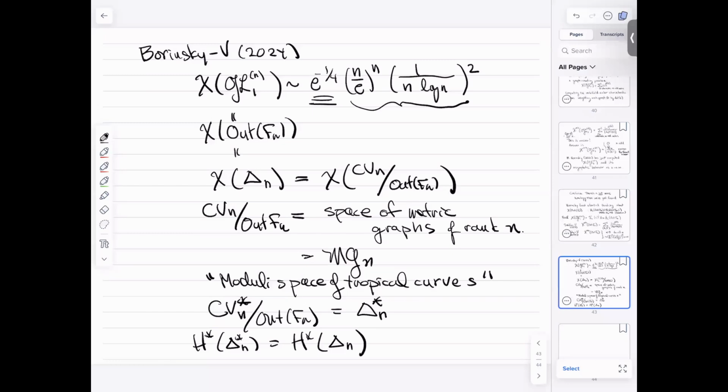Vogtmann's proof that these wheel graphs are non-trivial in homology is quite difficult. It uses a lot of stuff.